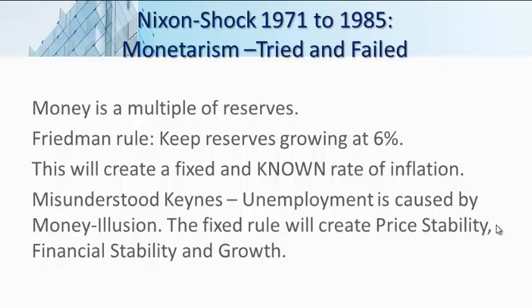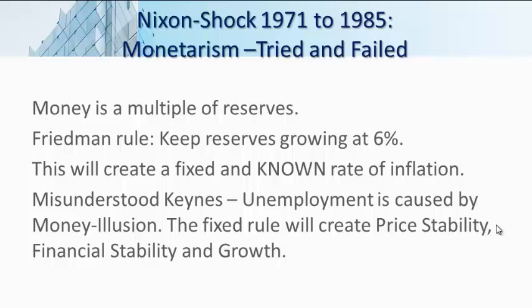But because of price rigidities, some prices cannot go down. So if you allow inflation to happen, then the real price will automatically go down even though the nominal price is fixed. And so that will allow the economy to equilibrate. So a certain low amount of inflation is good for the economy. So Friedman said keep reserves growing at 6%, the economy will grow at 3%, and the inflation will be 3% also. And this will create a fixed and known rate of inflation.